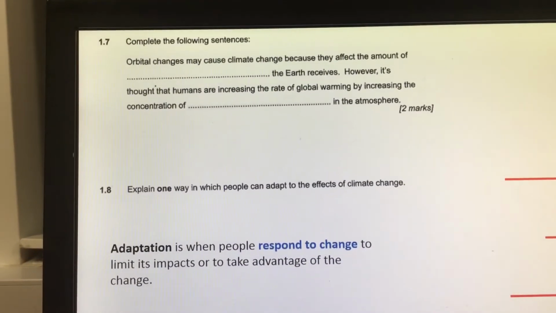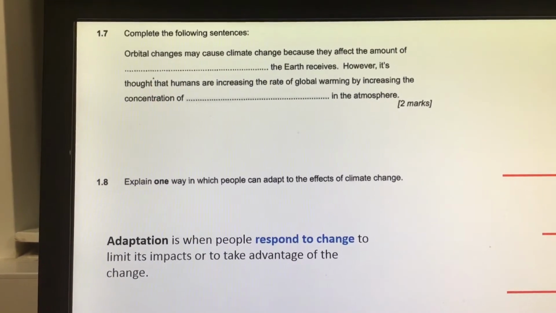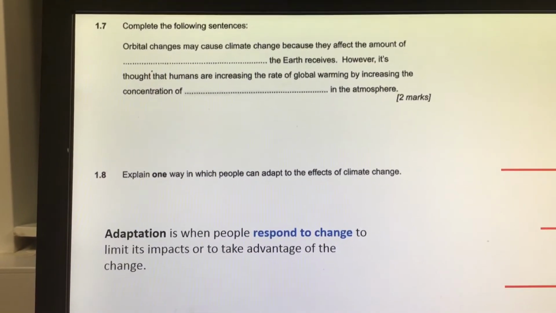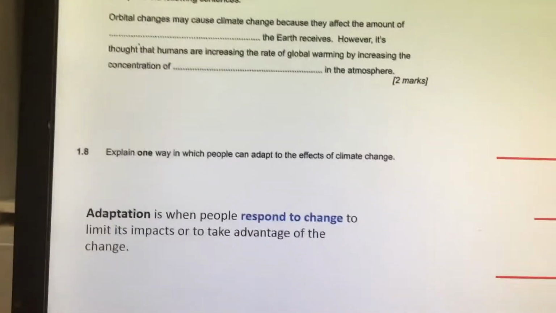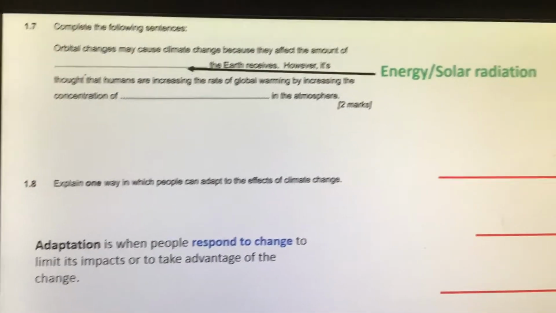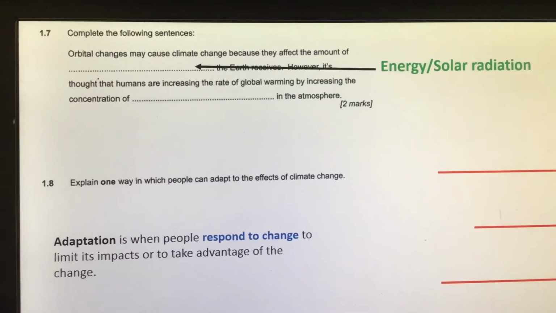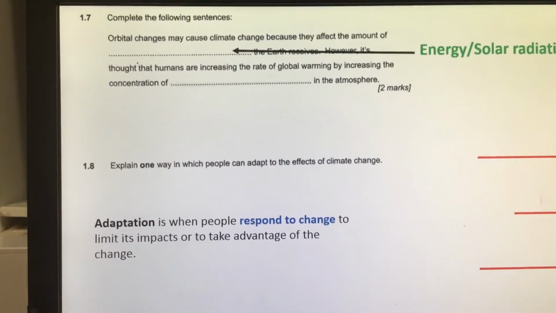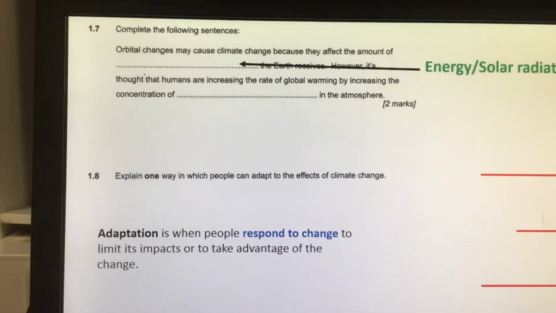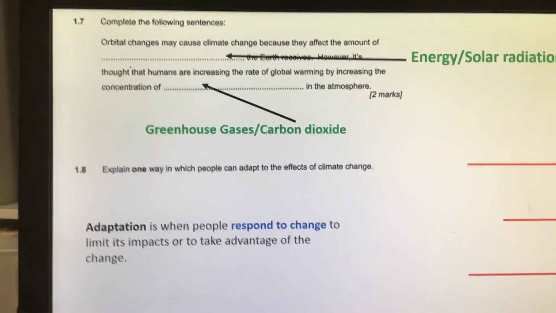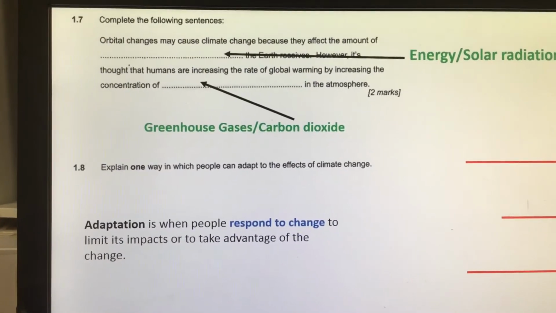And for question 1.7, we're still looking at climate change. We've got to complete the following sentences. So orbital changes may cause climate change because they affect the amount of energy or solar radiation the Earth receives. However, it's thought that humans are increasing the rate of global warming by increasing the concentration of greenhouse gases, or you could have put carbon dioxide in the atmosphere.